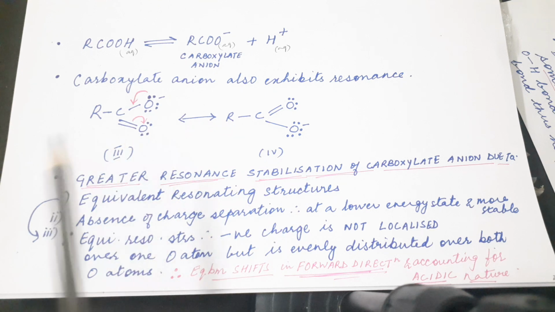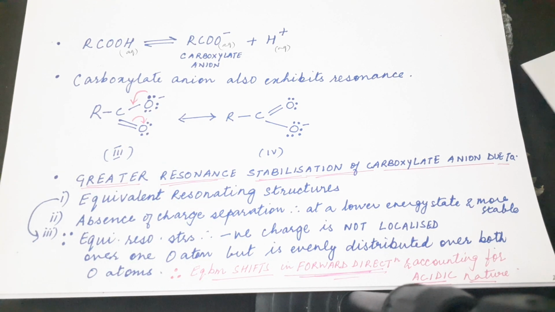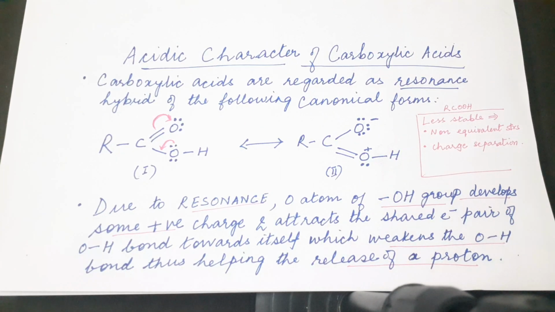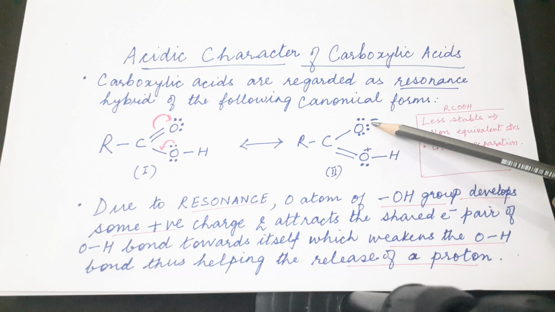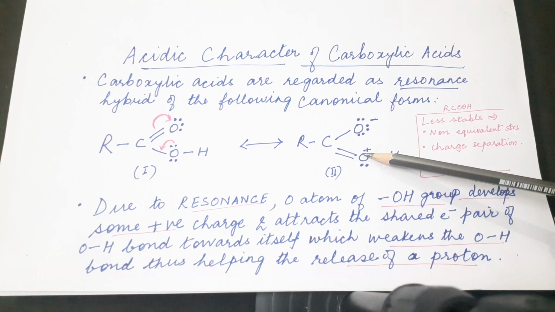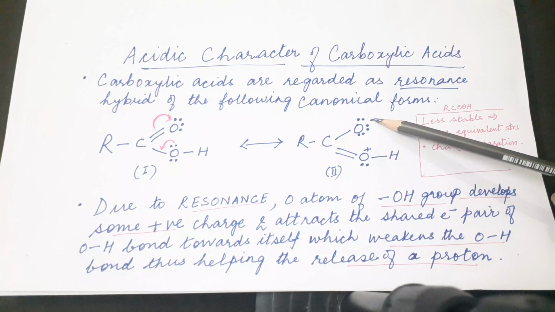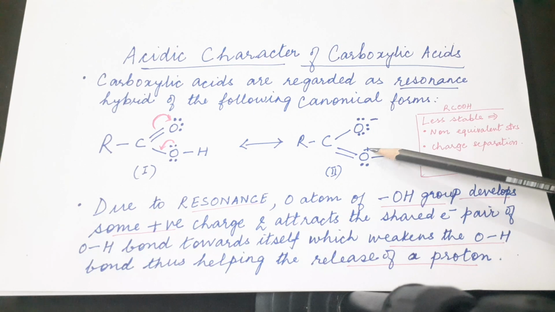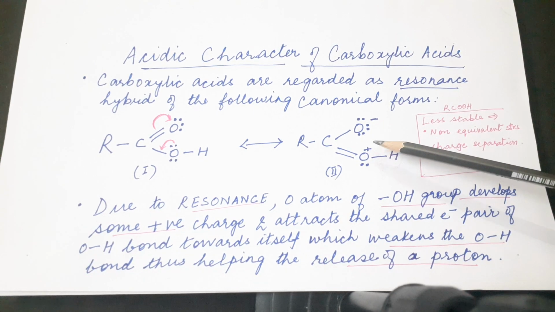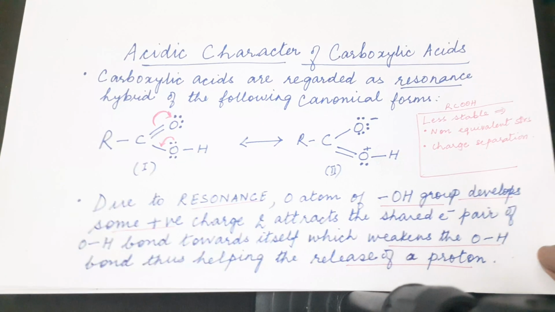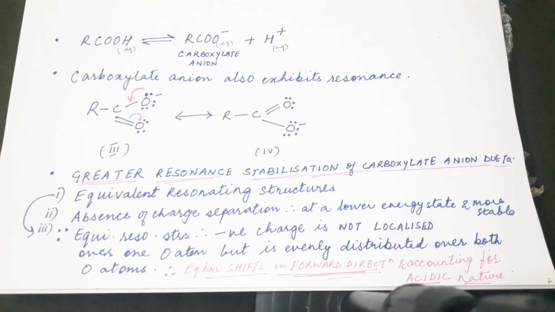And the second is that in the resonating structures of the anion there is no charge separation, unlike the presence of two opposite charges in the undissociated molecule. And as soon as there is charge separation or two charges, the molecule comes to a higher energy level, and a higher energy level implies lower stability.